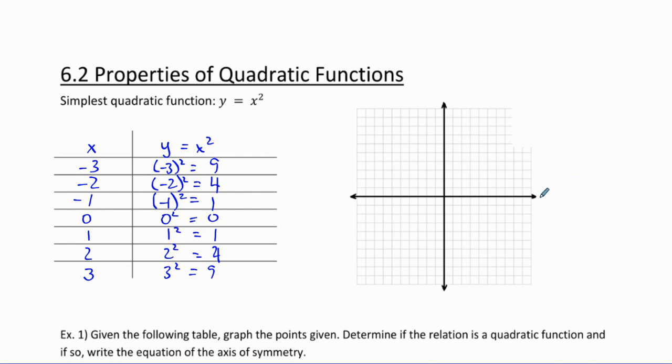onto my graph. So here is my x-axis, here is my y-axis. When x is -3, so 1, 2, 3 over, I'm going to be up at 9 in my y. So here's the point -3, 9. Next point is -2, 4, which is right here. And then -1, 1, 0, 0, 1, 1, 2, 4, and then 3, 9.